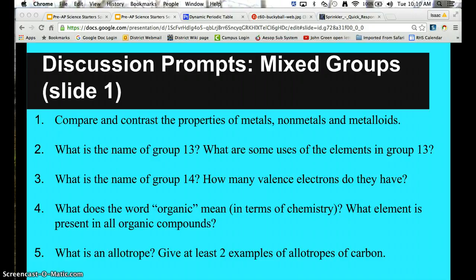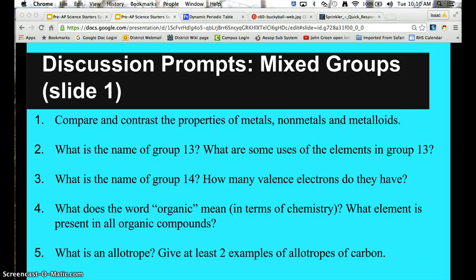Nonmetals typically are dull or not shiny. They're not conductive, they're not malleable, they're kind of the complete opposite of metals. Typically nonmetals are liquids or gases. Metalloids are kind of the in-between group. They have some metallic properties as well as some non-metallic properties. For instance, some of them are what we call semiconductors, which means that they do conduct heat and electricity, but not very well or only under certain conditions. So those are the three big groups on the periodic table and how they compare to each other.